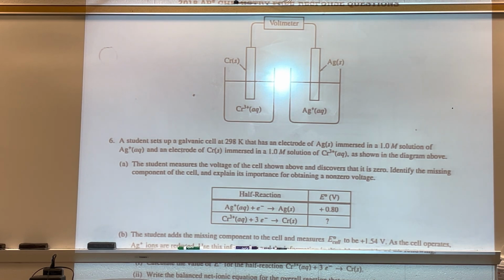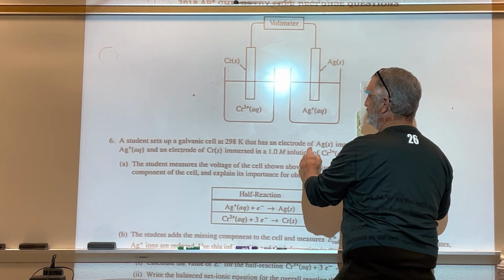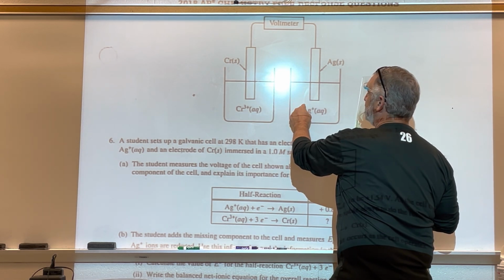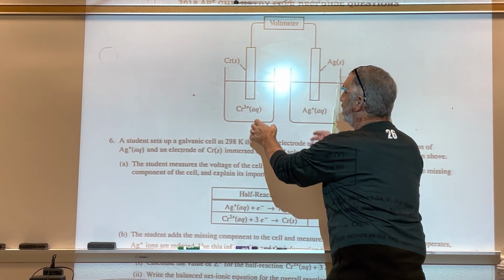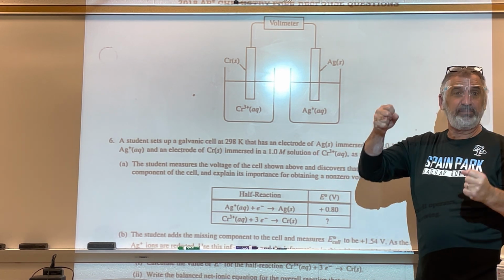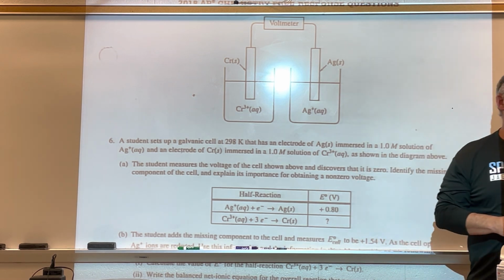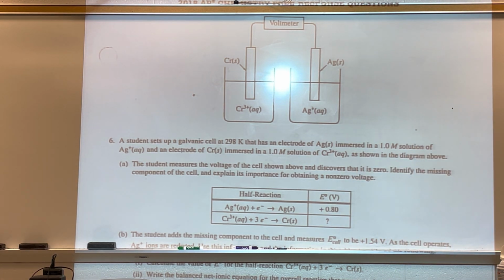See, because what happens is, as soon as some of, whichever one, let's just say, if silver's coming in here and chromium's going out here, the charge is going to build up just like that on each one, and it's going to stop the flow before it really even starts. Okay, so we need a salt bridge.